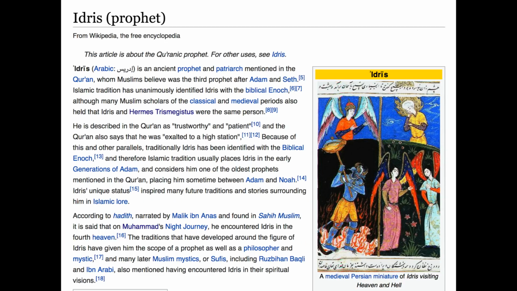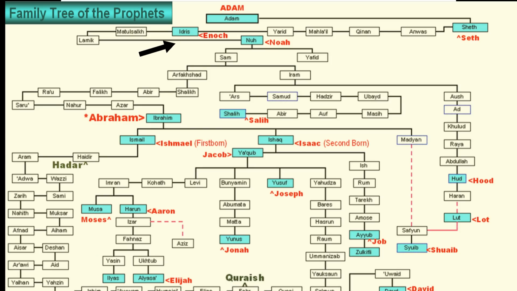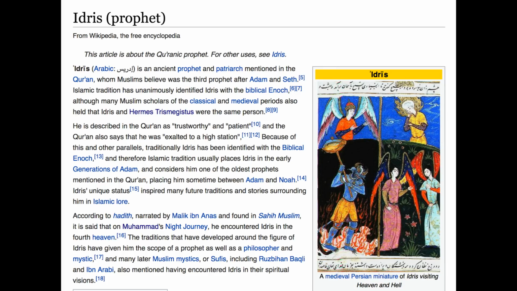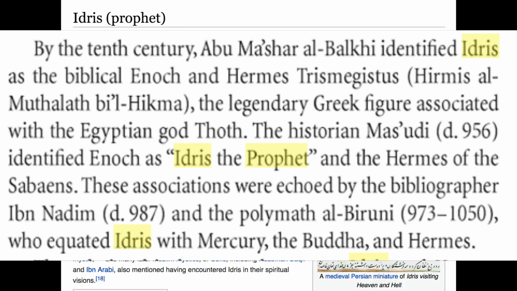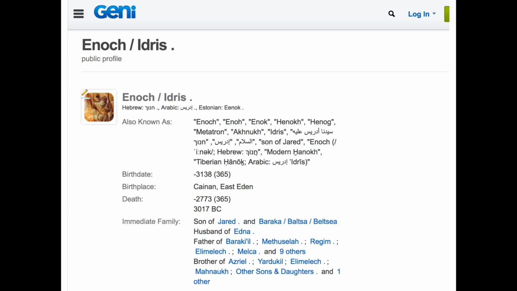And continuing with Idris, it says here, Idris is an ancient prophet and patriarch mentioned in the Quran, who Muslims believe was the 3rd prophet after Adam and Seth. Islamic tradition has unanimously identified Idris with the biblical Enoch. You hear this, right? Although many Muslim scholars of the classical medieval periods also held that Idris and Hermes Trismegistus were the same person. Okay, so Hermes, Enoch, Idris, all same person. All right.